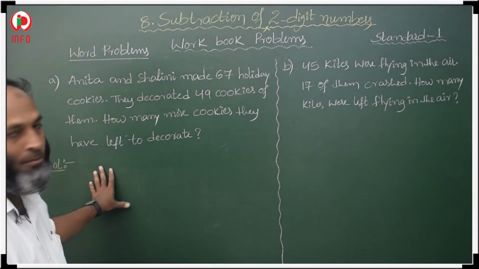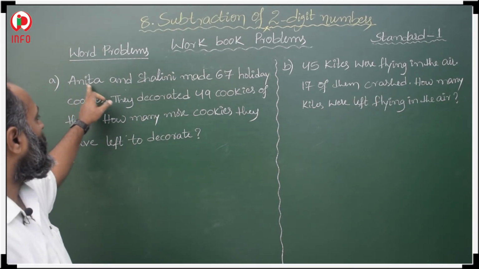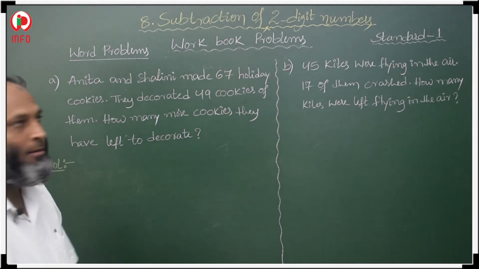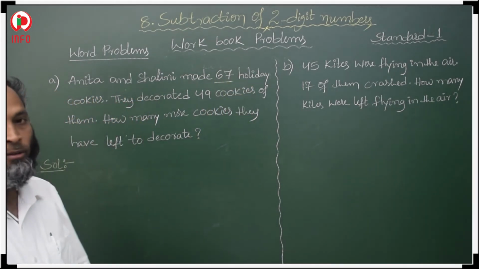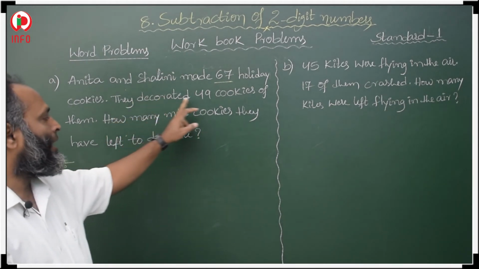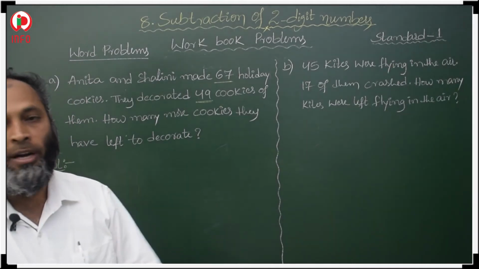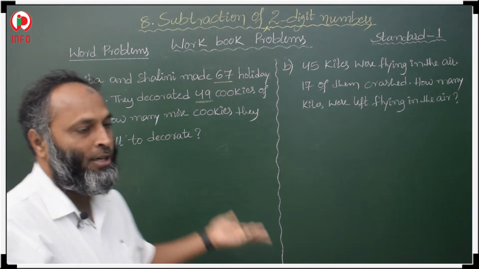Now, word problems. See here students, the first word problem is: Anita and Shalini made 67 holiday cookies. They decorated 49 cookies. They already decorated 49. So, how many more cookies do they have left to decorate?